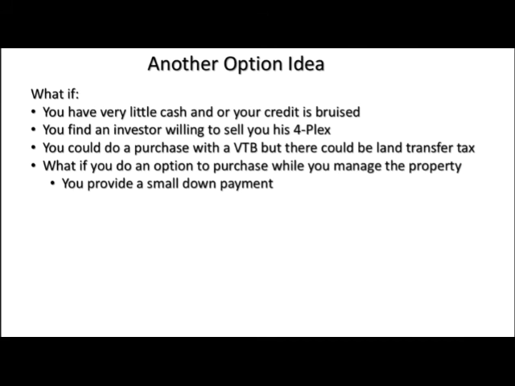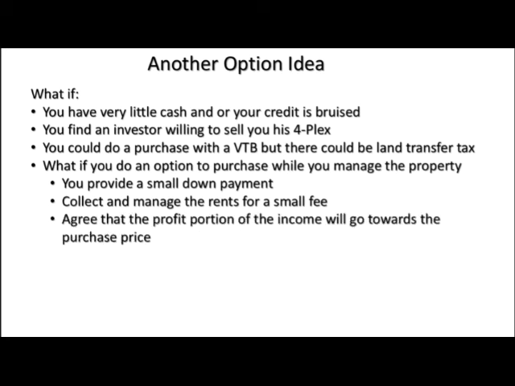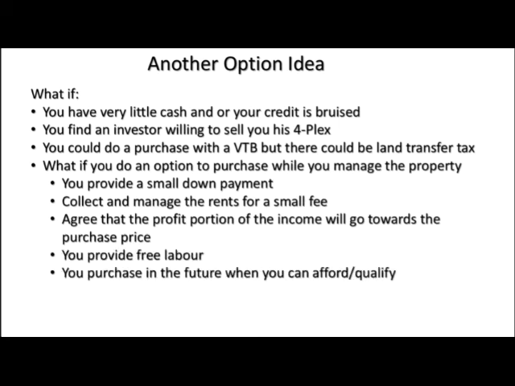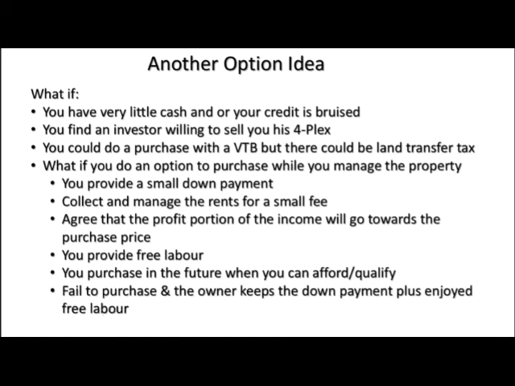So what you do is you provide a very small down payment just to cover the cost to handle the deal. You collect and manage all the rents for a small fee. You agree that the profit portion of the income will go towards the purchase price in the future. You provide free labor. You purchase in the future when you can afford and qualify for that particular property as well. Then if you fail to purchase, the owner keeps the down payment plus he enjoys that free labor as well. So it's sort of a win-win.